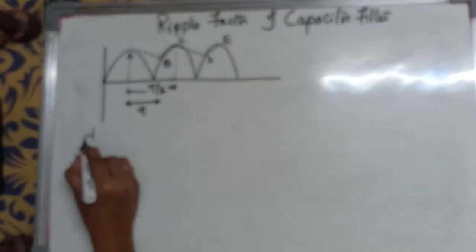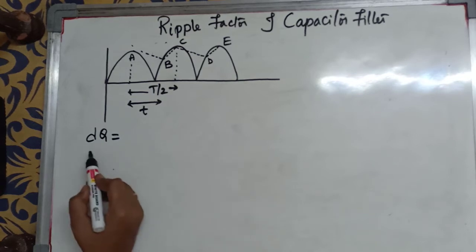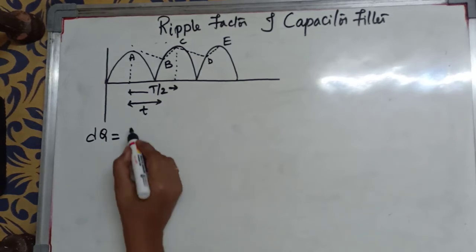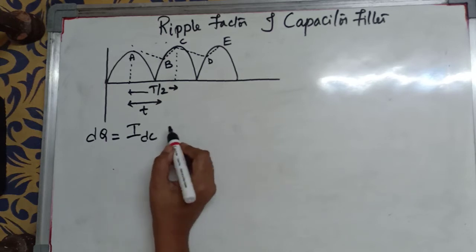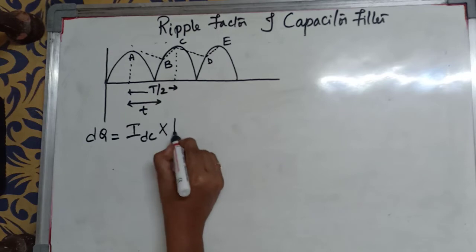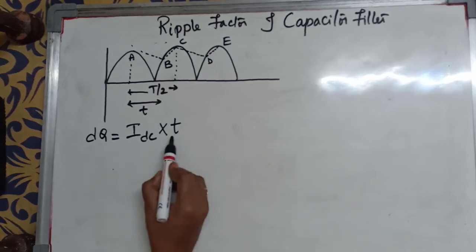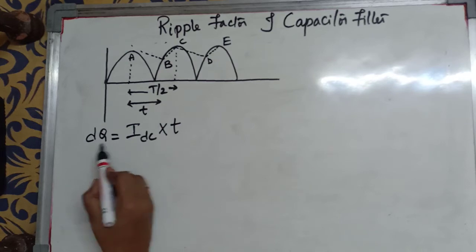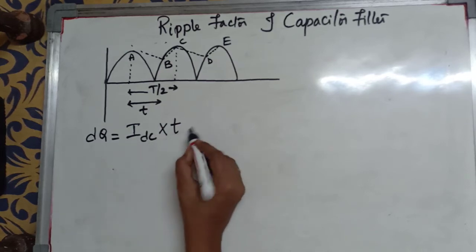and if dq is the charge that is lost during the time t, then this charge dq I can write it as current into time, that is q is equal to I into t. So I write it as IDC into t, that is the charge lost during the time t or the charge discharged during the time t is given by IDC into t.